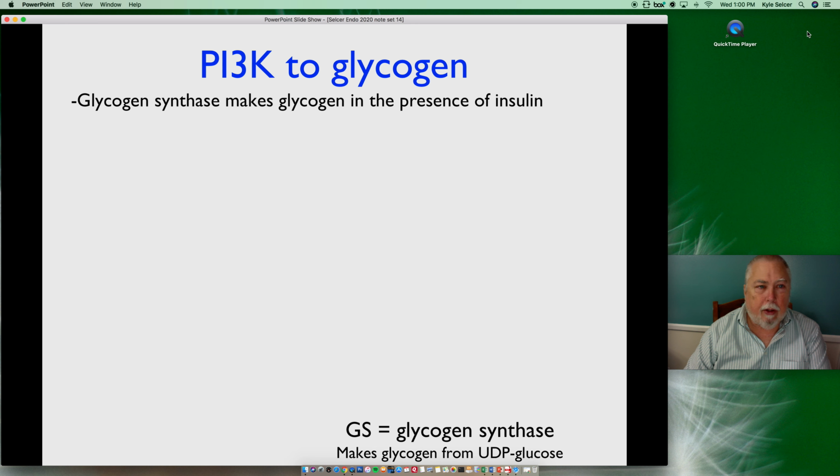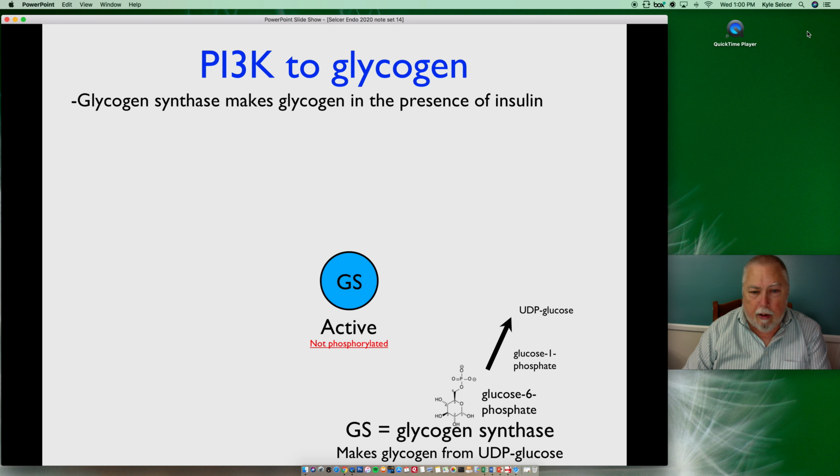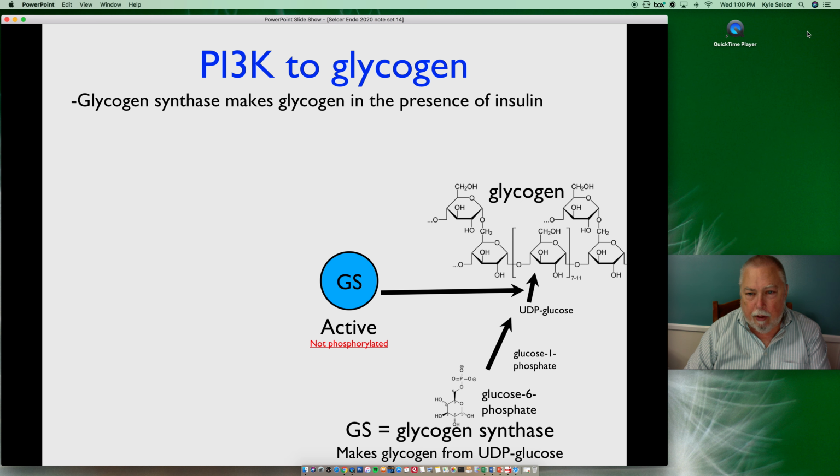PI3 kinase to glycogen. This is elaborated on that previous slide. Glycogen synthase makes glycogen in the presence of insulin. So how are we going to get that glucose to turn it into glycogen? If we have glycogen synthase when it's active and not phosphorylated, you can see that it will take glucose 6-phosphate and make it into glycogen. So that glucose 6-phosphate that's being made gets converted into glycogen.